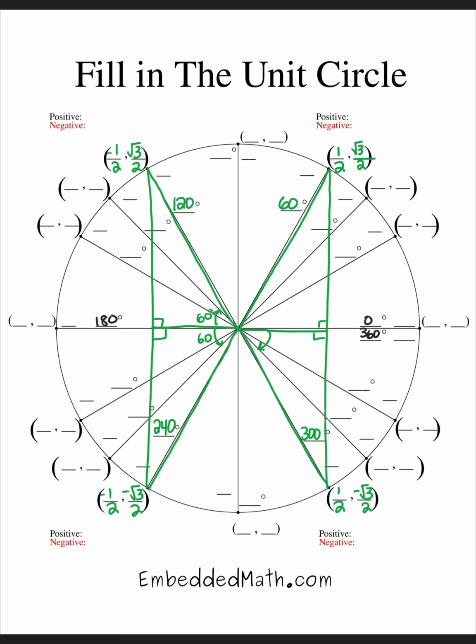And then finally, our radian measures. So we can find that 60 degrees is just pi over 3. And then once again, I ask myself, okay, 60 degrees times what gives me 120? And that's going to be 2. So 2 times pi over 3. 60 degrees times 4 will give me 240. So this is going to be 4 pi over 3. And then 60 degrees times 5 will give me 300. So that's going to be 5 pi over 3.